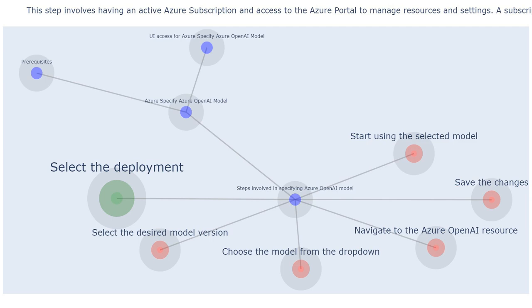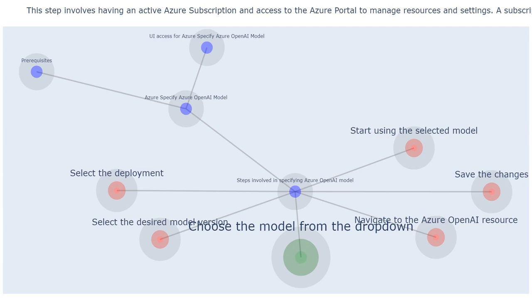Within the Azure OpenAI resource, you will find a list of deployments that correspond to the models available to you. Each deployment represents a specific instance of an Azure OpenAI model. Select the deployment that contains the model you want to use. Once you select the desired deployment, a drop-down menu will appear that lists the available models within that deployment.